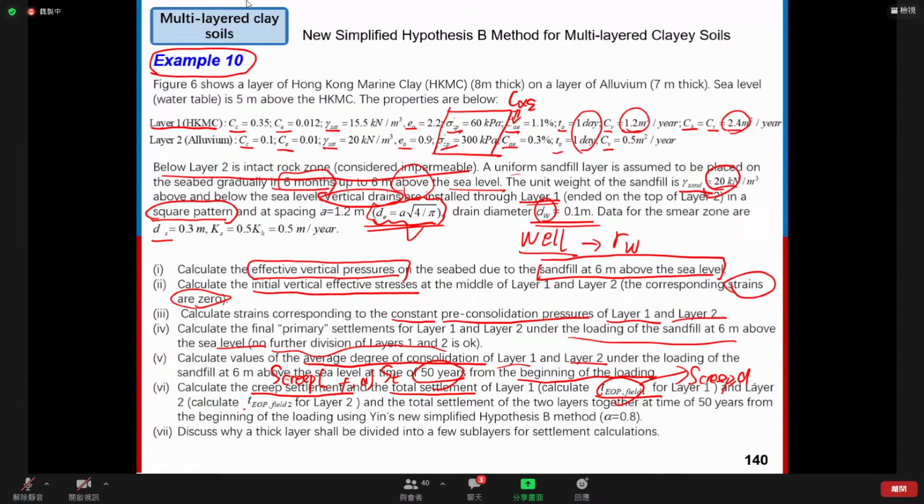So for layer 2, we also need the TEOP at field and the total settlement of 2 layers together at the time 50 years using this simplified hypothesis B method. Okay, alpha is equal to 0.8. So the total settlement of these 2 layers, we just do a simple superposition.